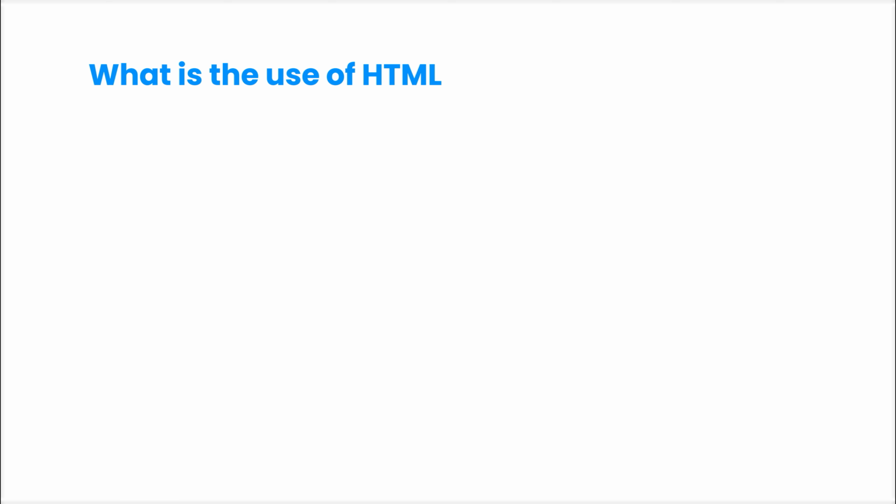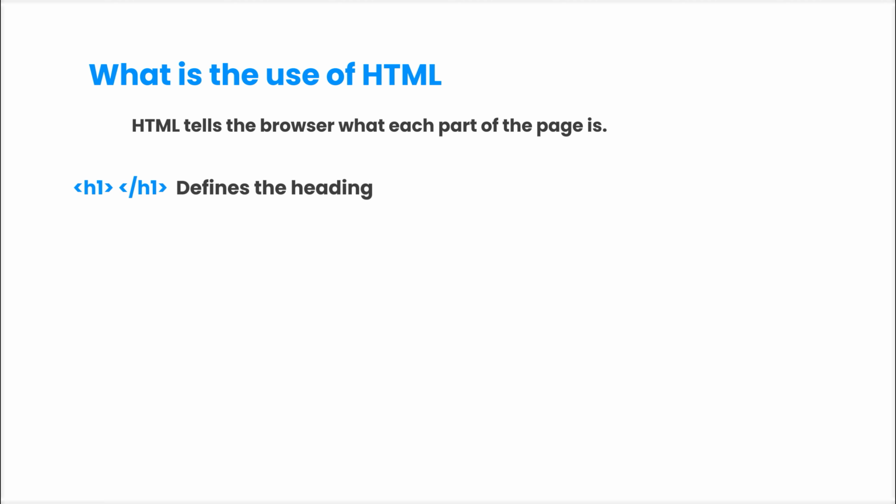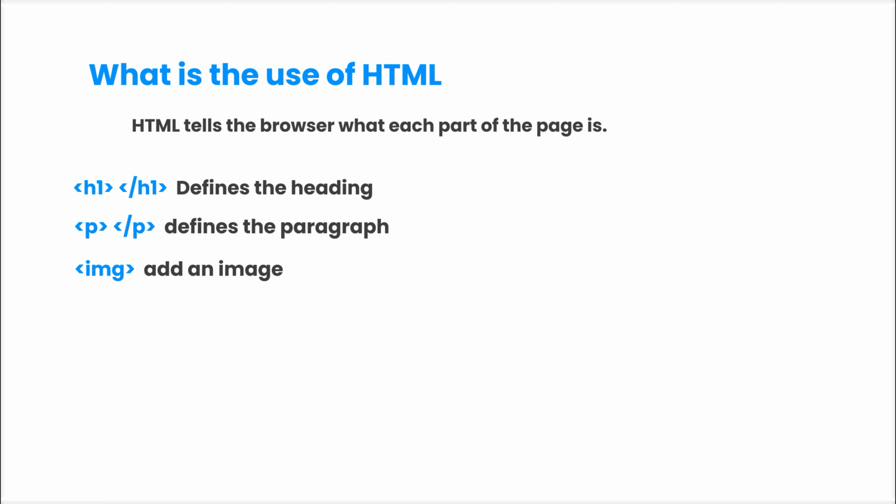Now let's see what the use of HTML is. HTML tells the browser what each part of the web page is. For example, h1 defines the heading, the paragraph tag defines the paragraph, the img tag adds an image, and the anchor tag creates a link. It does not control how things look.